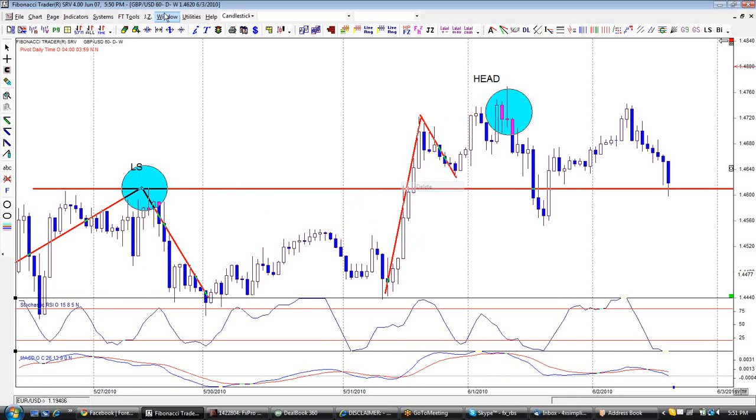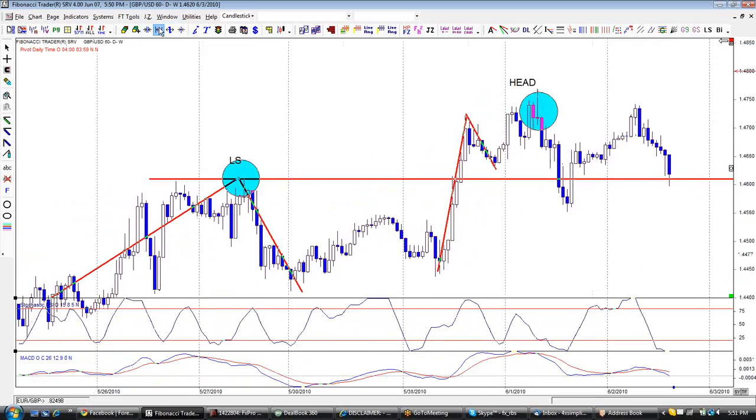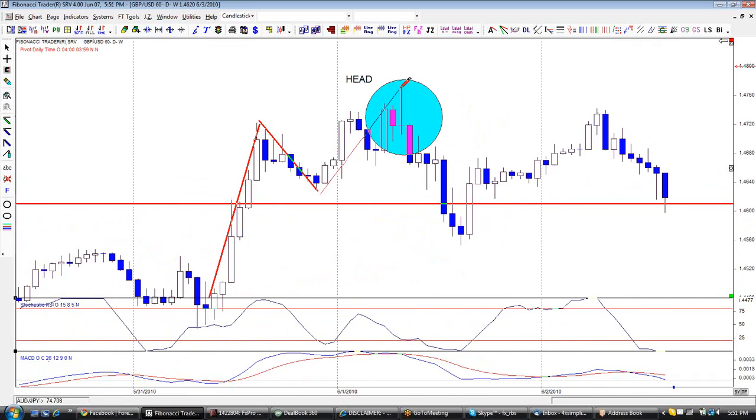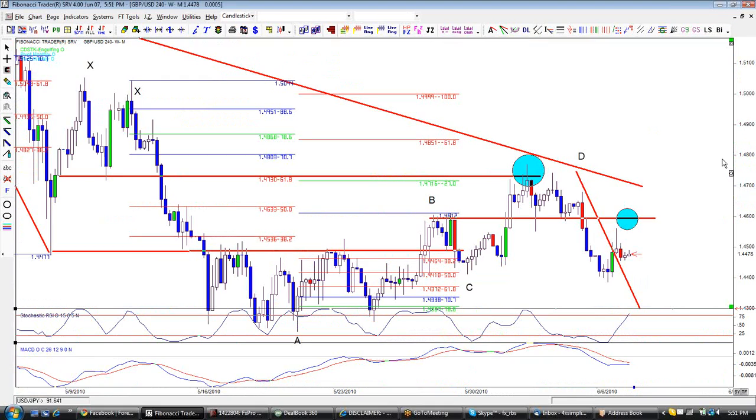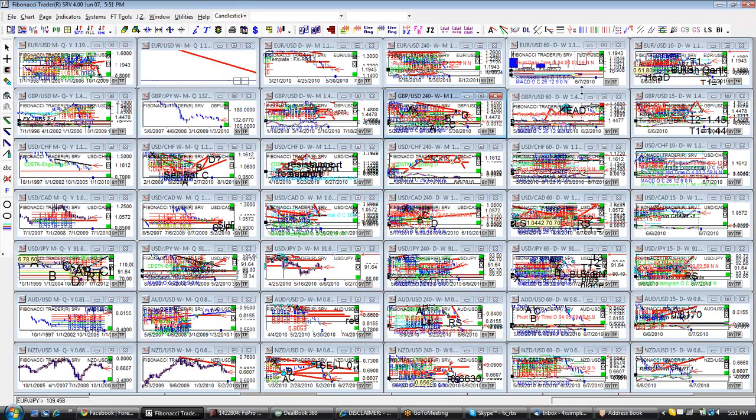Let me delete this line. Now we start making lower lows. This gives me right away the idea that price is reversing, and we expect the reversal at this level based on the 4-hour chart. So now I'm looking for a reversal pattern.